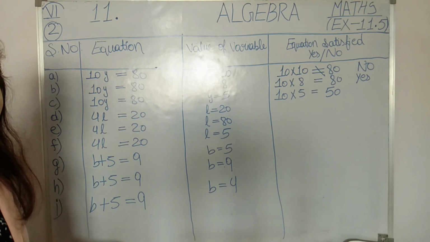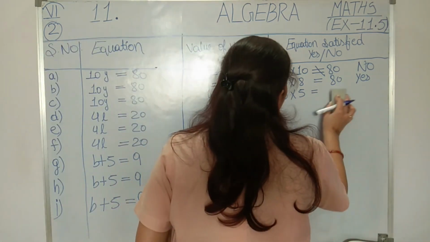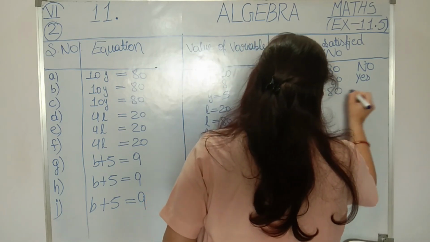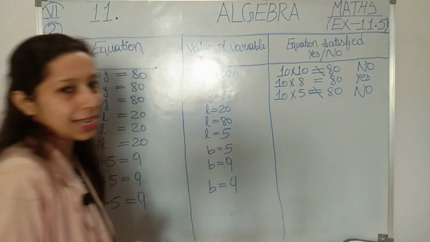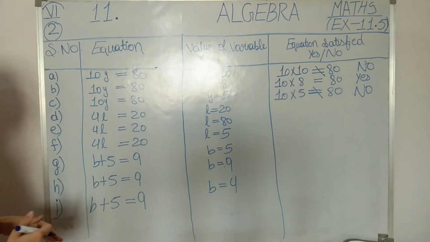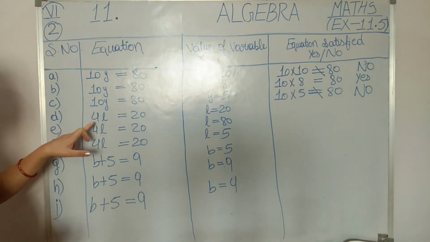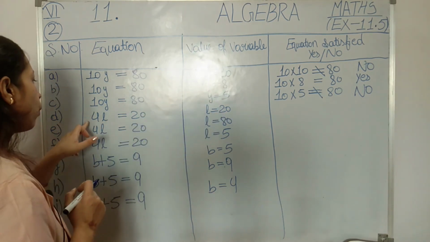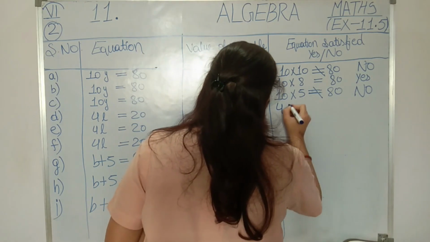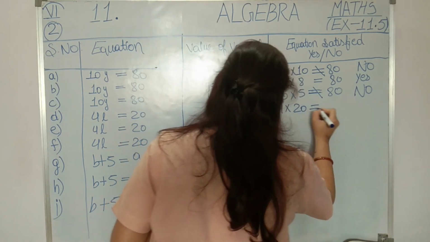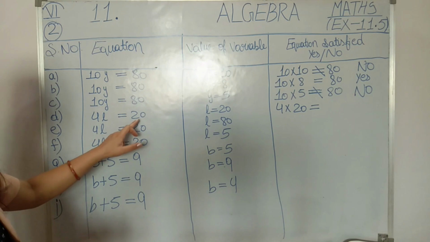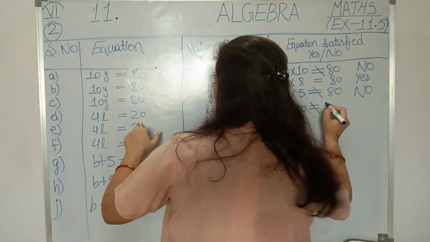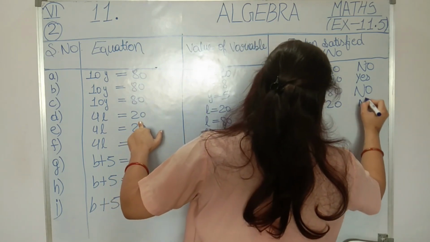So is the equation satisfied? No, it is not satisfied. So I will write here that 10 into 5 is not equal to 80. So here again the equation is not satisfied. See how easy it is, isn't it? Then 4L. Now 4 is in multiplication with L and the first value of L we are getting is 20. So 4 into 20 I will write 4 into 20. So students, 4 into 20 how much? It will be 80. But here it is given 20. So is the equation satisfied? No, it is not satisfied. So we will write no here again.